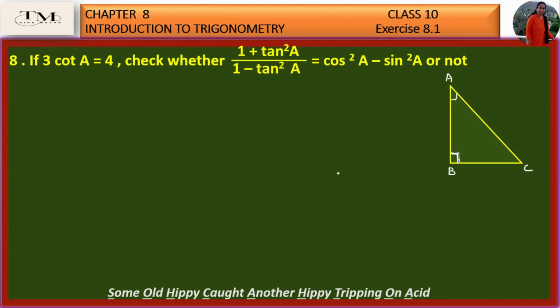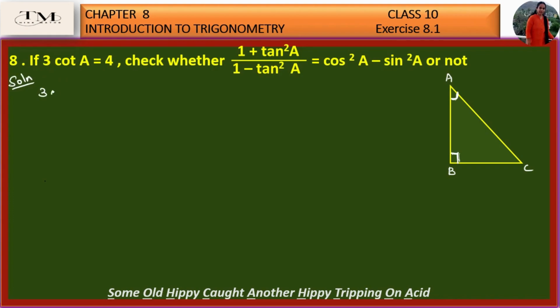So one angle will be 90 degrees. The other two angles are acute. So here all are about the angle A. Angle A is given. What is given here? 3 cot A is equal to 4. So let us start the solution.